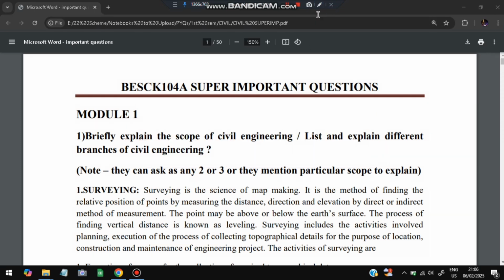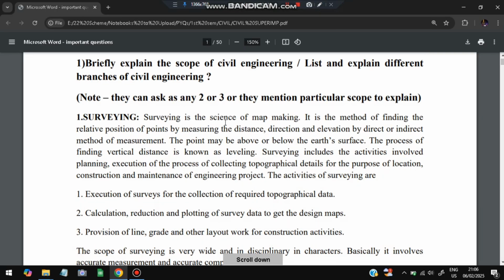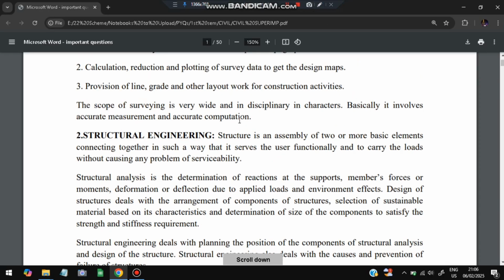The first question from module 1 is: explain the scope of civil engineering, list and explain different branches of civil engineering. So where all civil engineering is used, and the different branches of civil engineering, we'll be discussing. The first is surveying. What does surveying mean? Surveying means we'll be analyzing the area and making a map of it. Topographical features and the location will be taken into consideration, and what constructions can be done there. And the calculation, reduction and plotting of the survey data, in all those things civil engineering is used. So that is the first place.